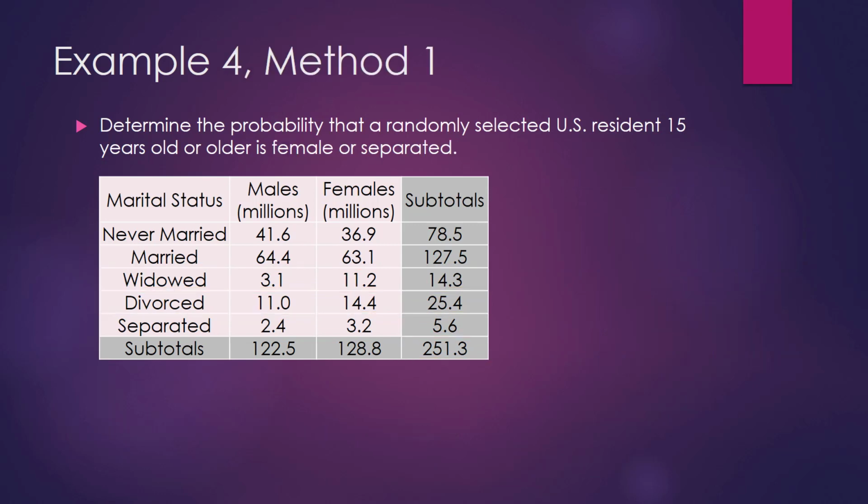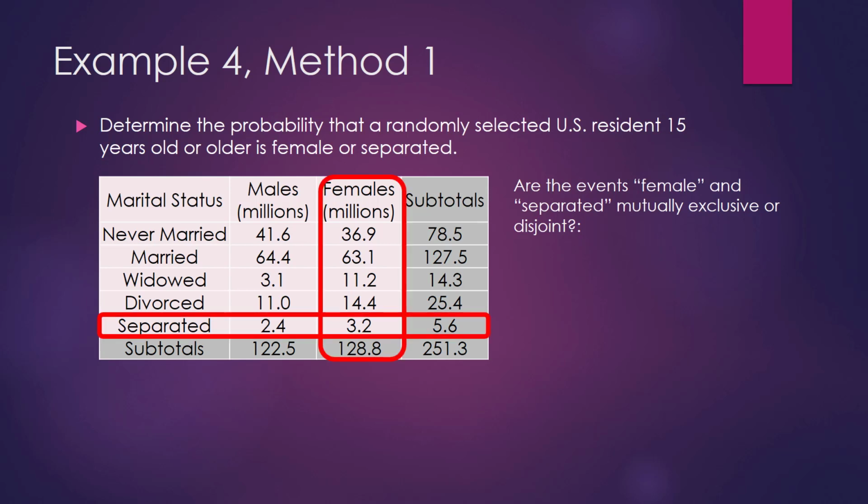Example 4, Method 1. Determine the probability that a randomly selected U.S. resident 15 years old or older is either female or separated. Ask yourself the question, are the events female and separated mutually exclusive or disjoint? Pause the video, write down your answer, and then unpause it to see if you are correct.